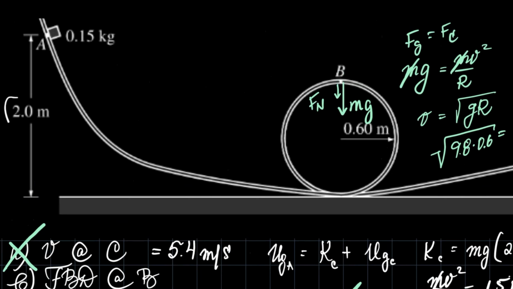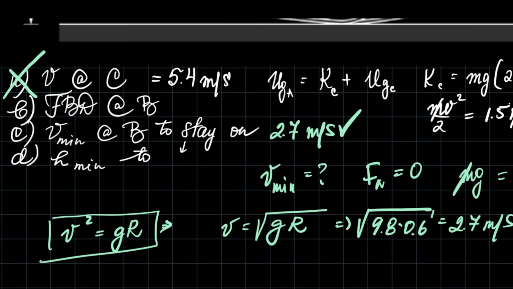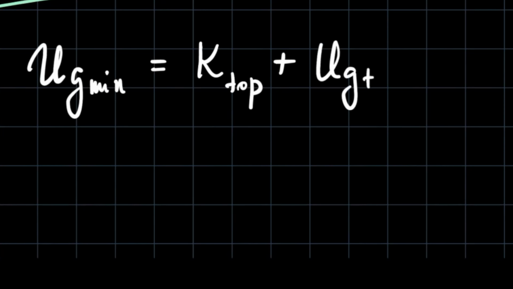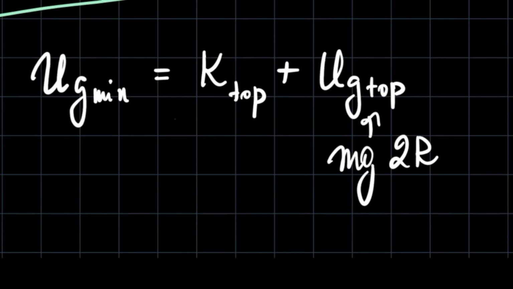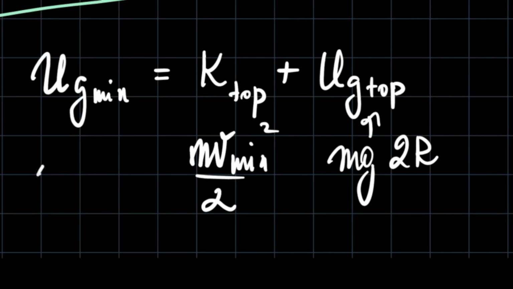In D, this was given to us as 2 meters. Now they're asking what is the absolute minimum height for which our object would still be able to negotiate this loop-to-loop. We're going for UG minimum. Should be equal to K at the top plus UG at the top. So this is mg2r because it's at the top of the loop. So that's 2 radii. Kinetic at the top is going to be m, and then our v minimum squared over 2. And here we have our mg h minimum.